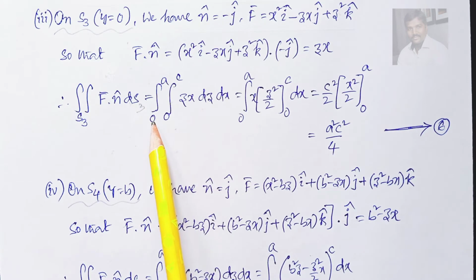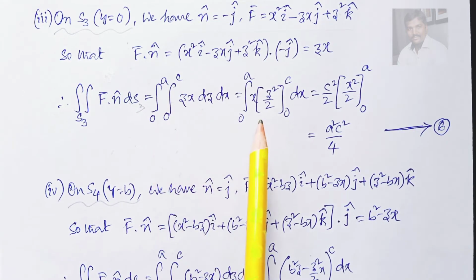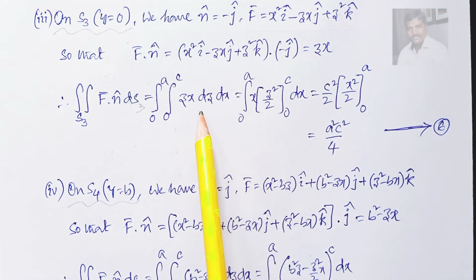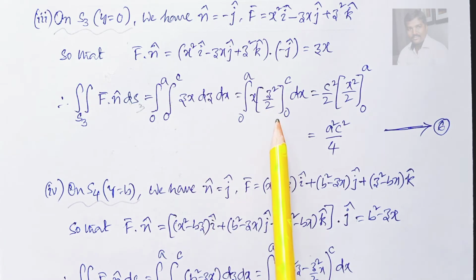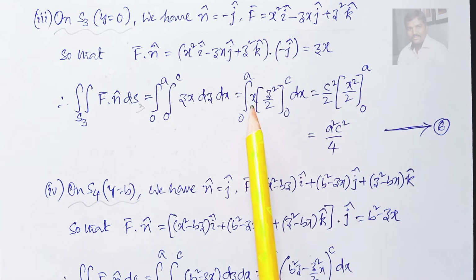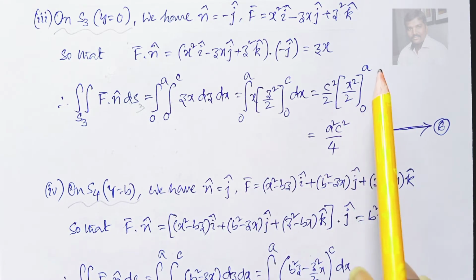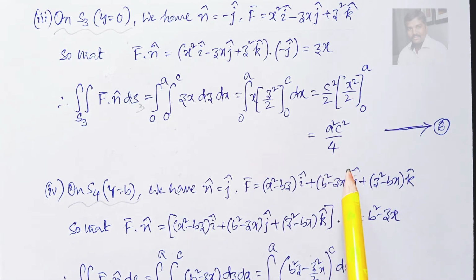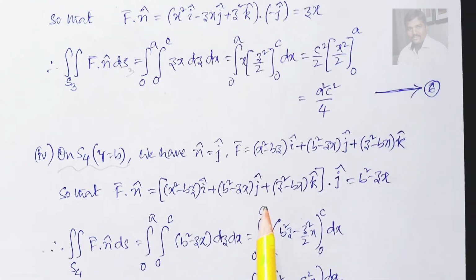So dz dx means you have to take the x and z limits, x from 0 to a, z from 0 to c. Now by integrating first with respect to z, z square by 2 from 0 to c. Next with respect to x, x square by 2 from 0 to a. So there I am getting a square c square by 4. That is equation number 6.